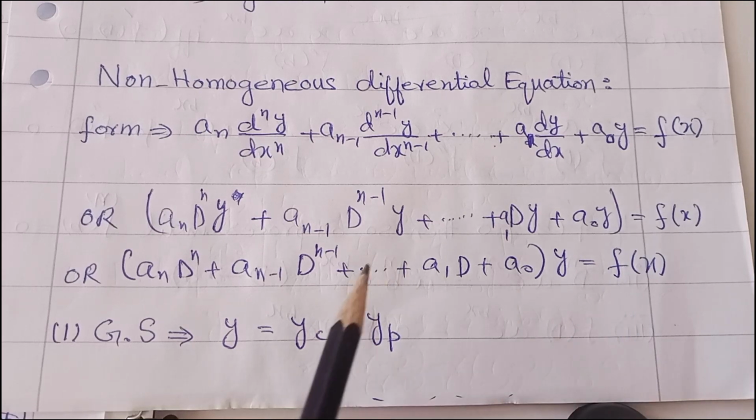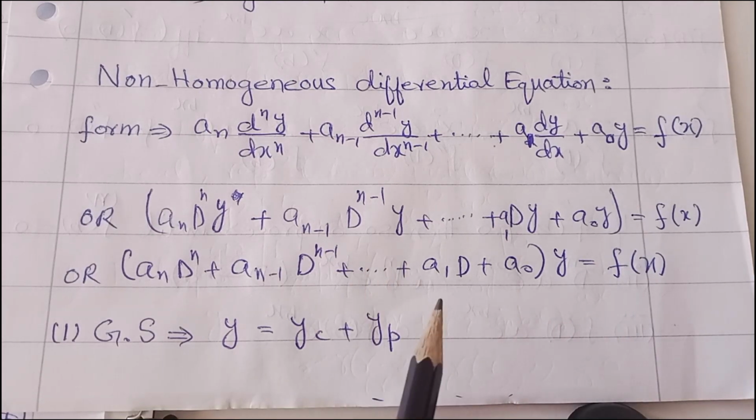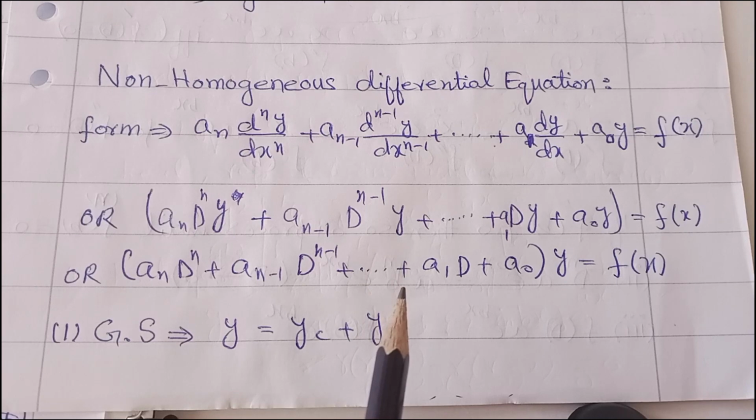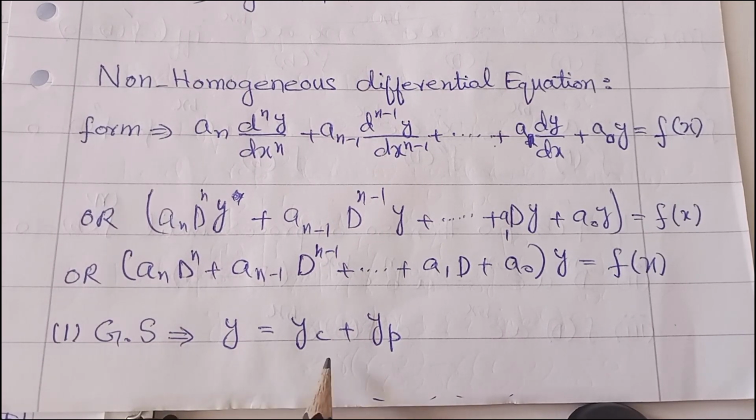This equation is known as a higher order non-homogeneous differential equation, and the solution of this type of differential equation will be y is equal to yc plus yp. What is yc? Yc is the complementary function, and yp is the particular integral. So the solution of a non-homogeneous differential equation consists of two parts. I will explain them one by one.